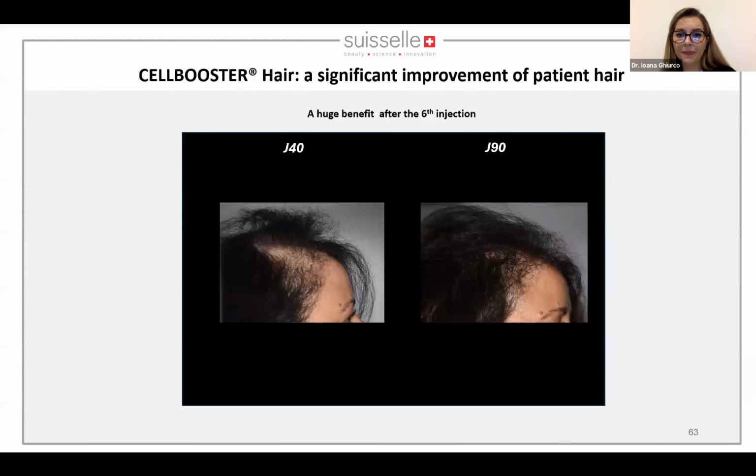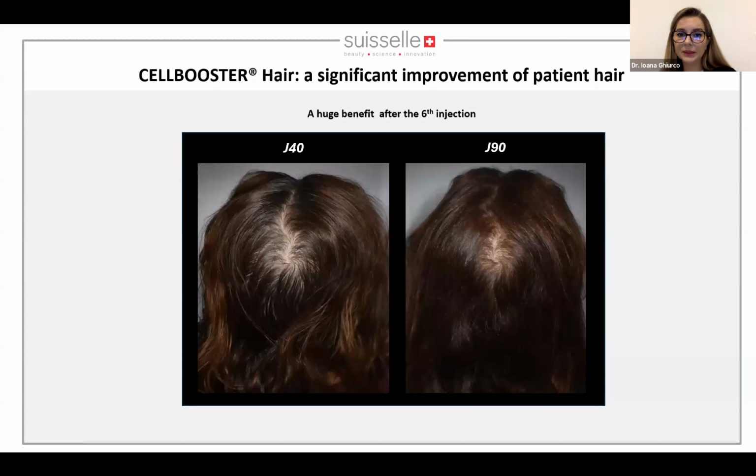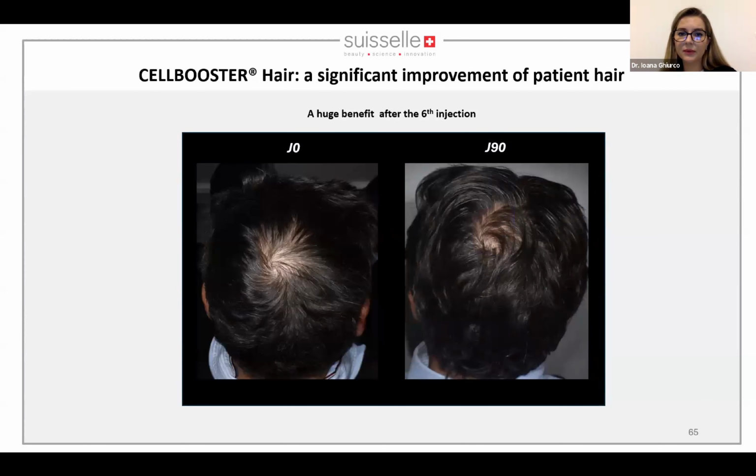Next. A woman also with a very good result after the 6 treatments. Next slide. Another one at the end of the 6 treatments. Okay. Next one.